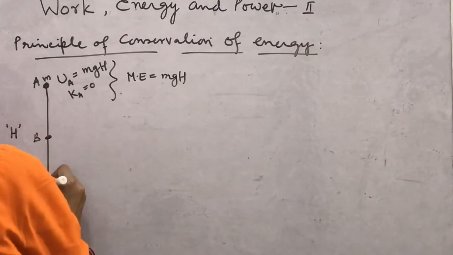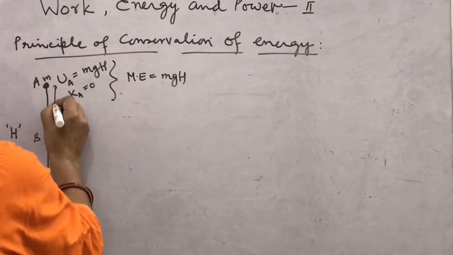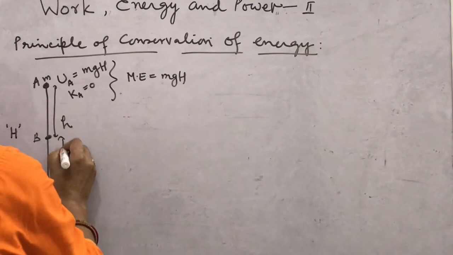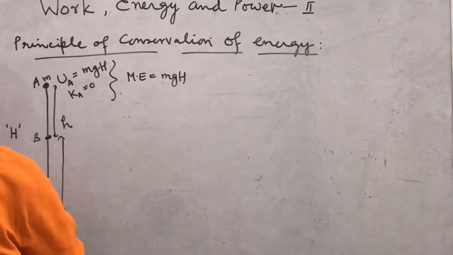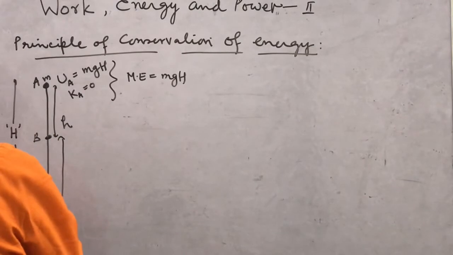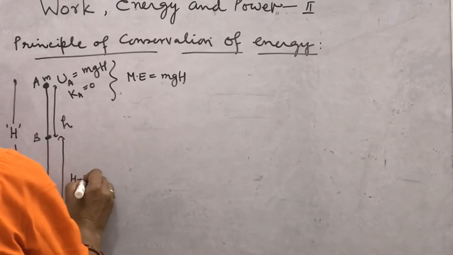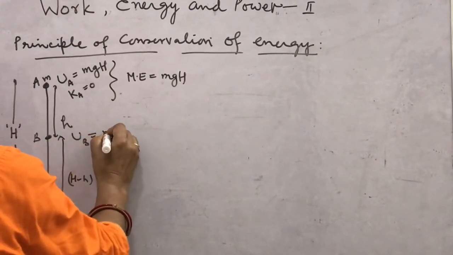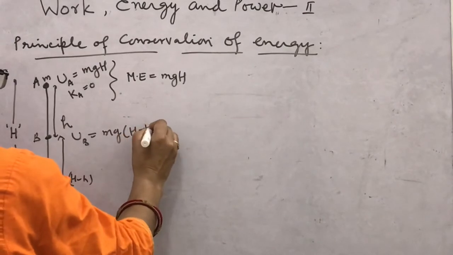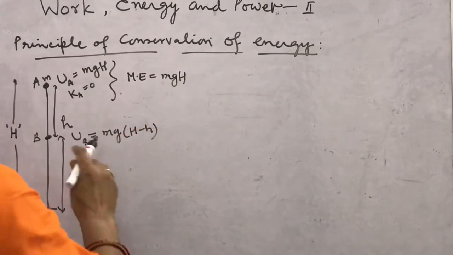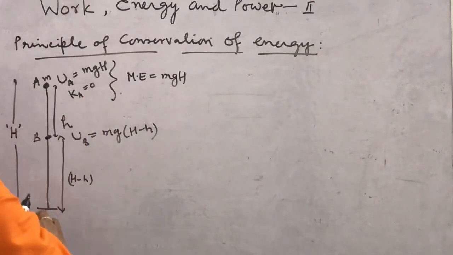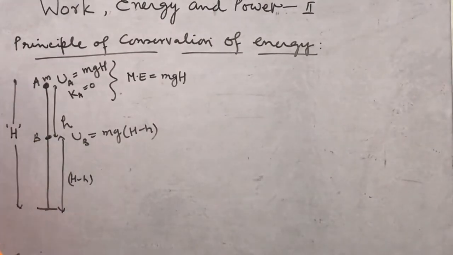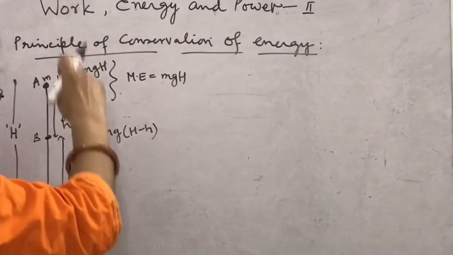At point B, suppose the distance fallen is small h. What is the height left here? The total height is h, so the height of B is H minus h. Then the potential energy at point B is mg into H minus h. And what about kinetic energy? The speed was 0 at A, but it will not remain 0 here; it will gain a certain speed.